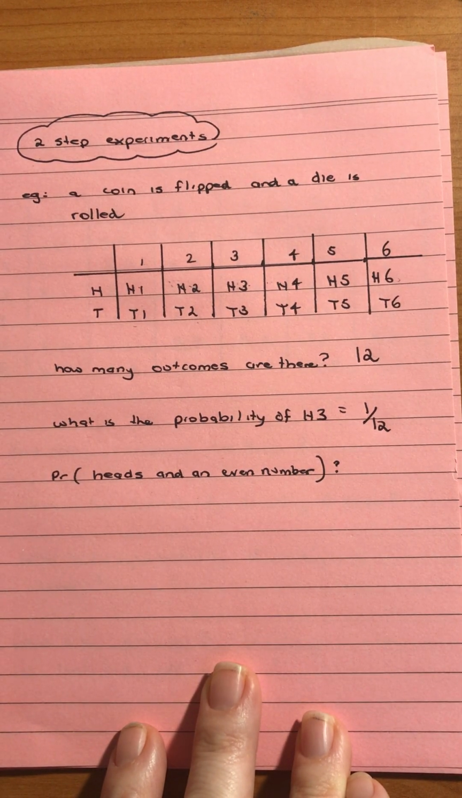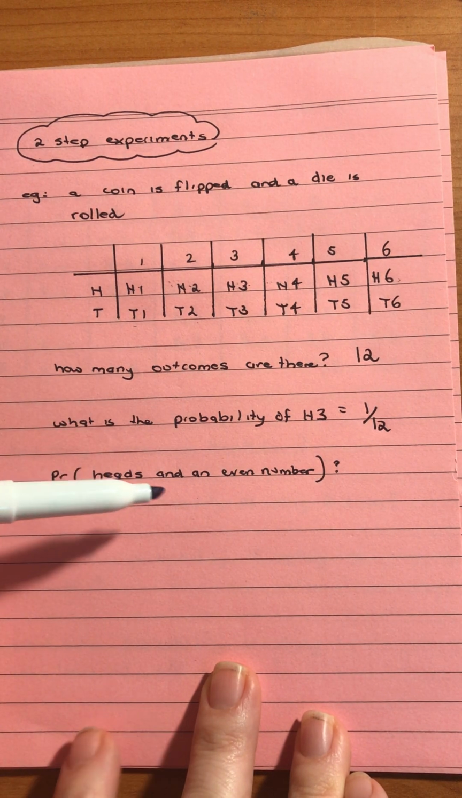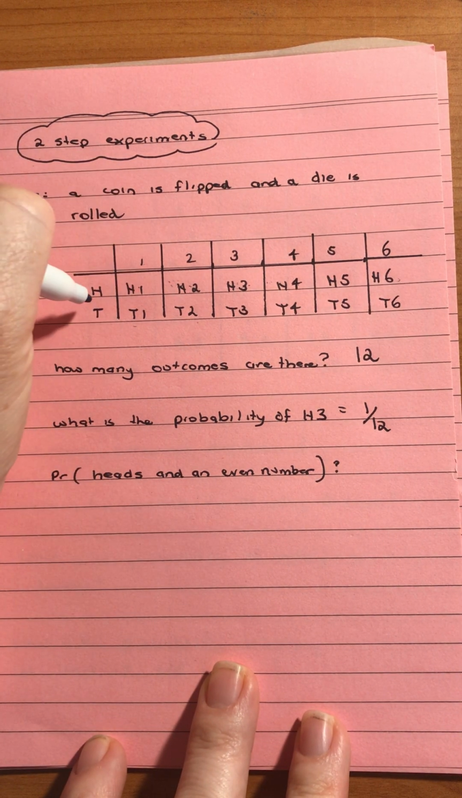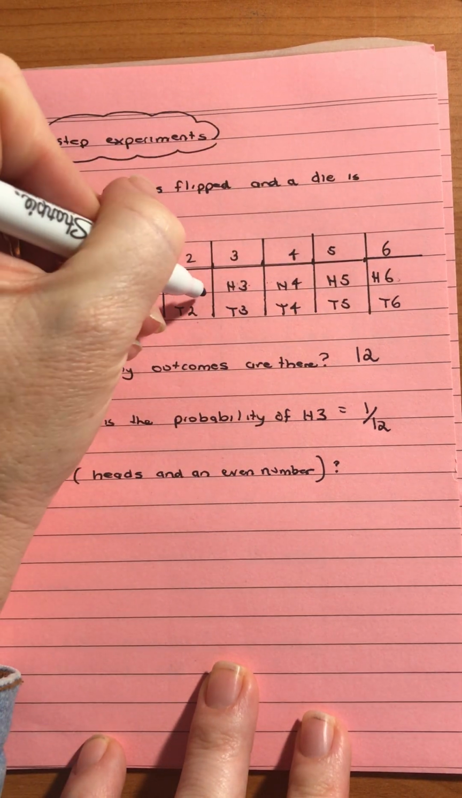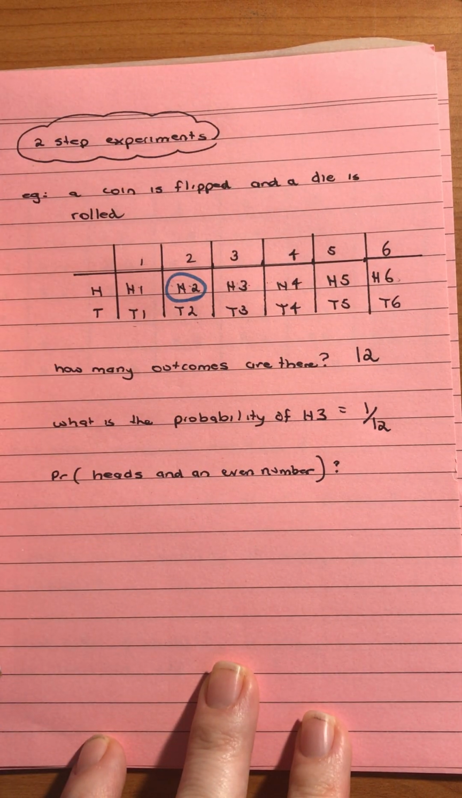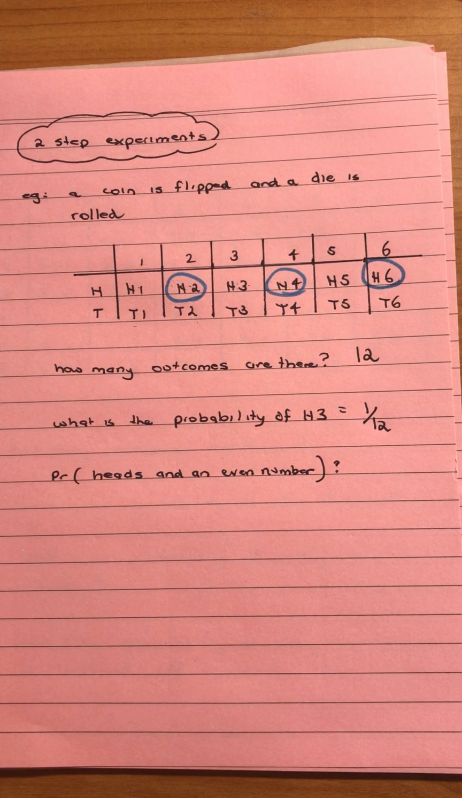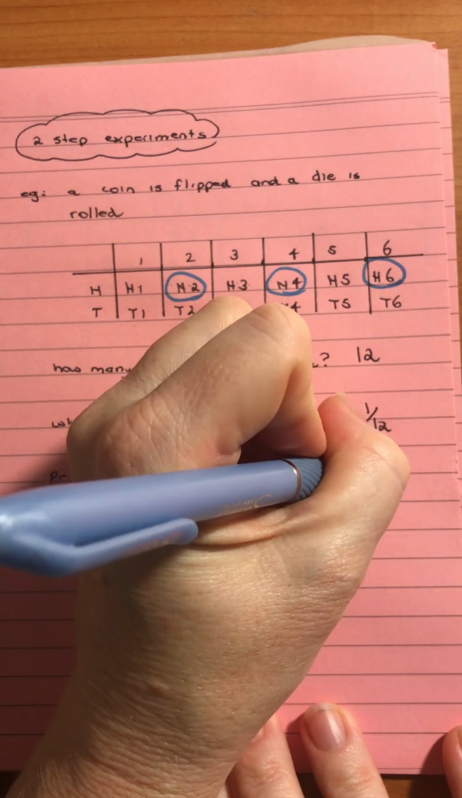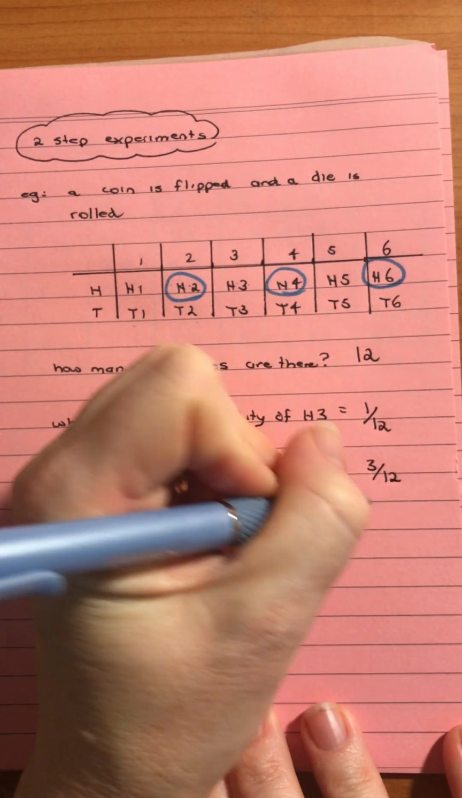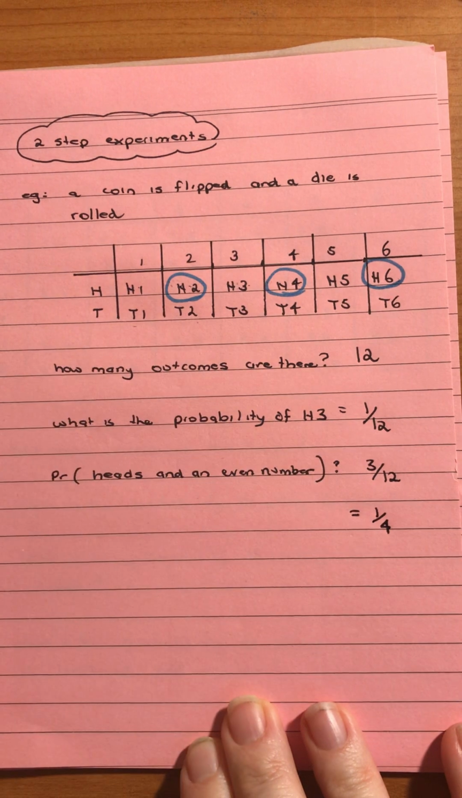Then we can go a little bit more complicated and ask, what's the probability of getting heads and an even number? So we're looking along this line where the heads are, and here we've got H2, that's heads and an even number. H4 is heads and an even number, and H6 is heads and an even number. So that's going to be 3 out of 12, which we can simplify to 1 over 4.